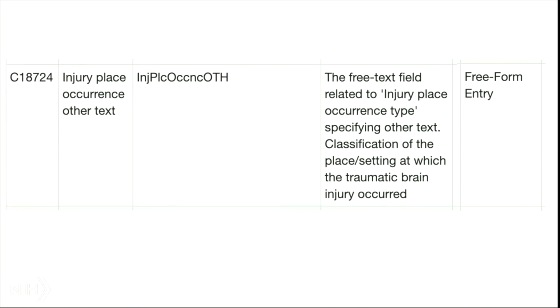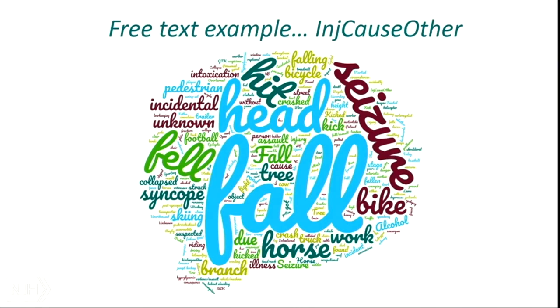Here is an extract straight from the CDE's website looking at place of occurrence of injury other, and we can see that it's typeset. We can have free entry text form. Let's look at some of that. This is some free entry from injury cause other within Center TBI. You can see there's some good stuff here. We've got head, hit, fall, fell, seizure, bite. There's definitely information, okay? But I don't know what I'm going to do with this information. How am I going to deal with this information?